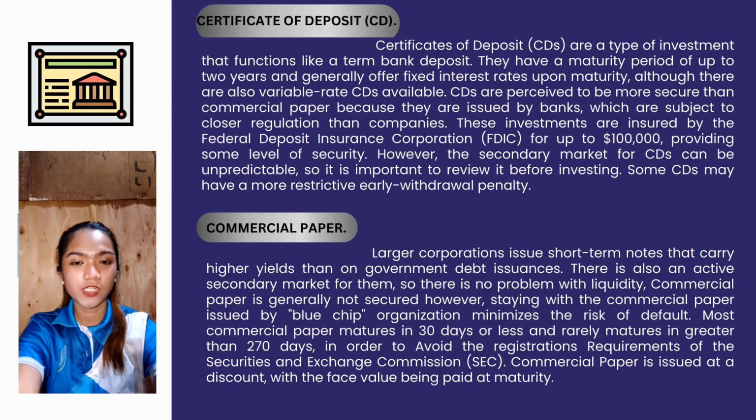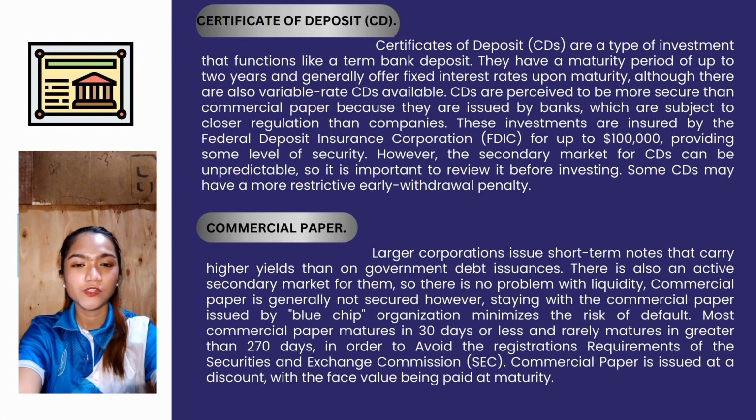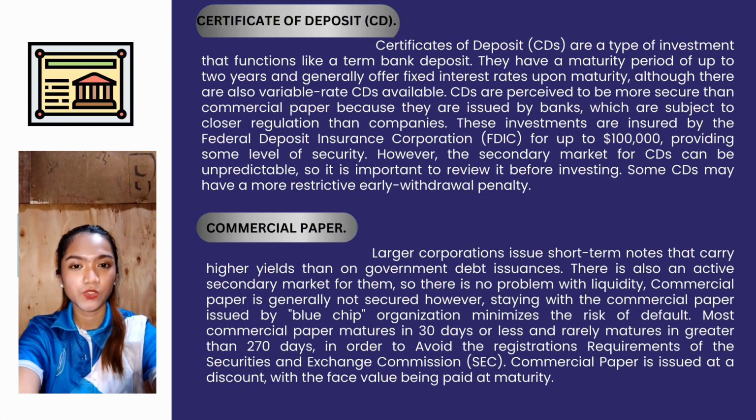Next is the commercial paper. Larger corporations issue short-term notes that carry higher yields than on government debt issuances. There is also an active secondary market for them, so there is no problem with liquidity. Commercial paper is generally not secured. However, staying with the commercial paper issued by the blue chip organization minimizes the risk of default.